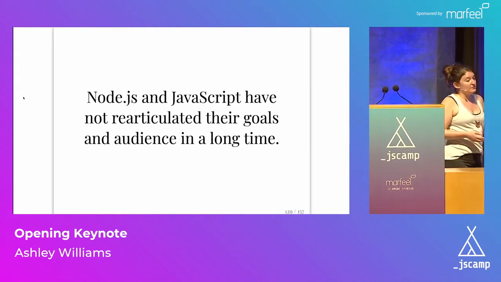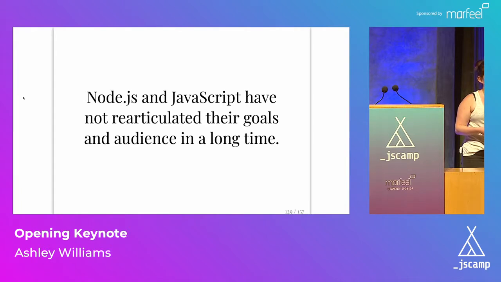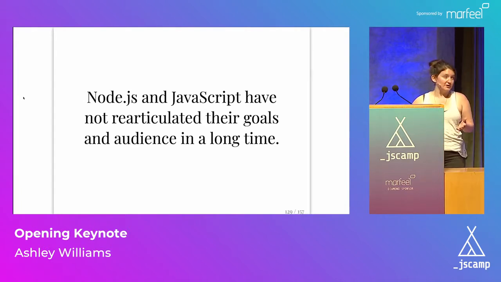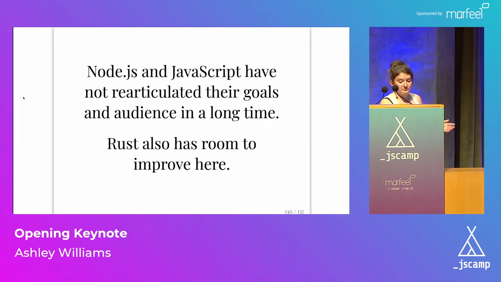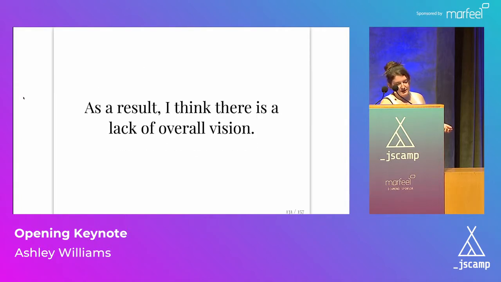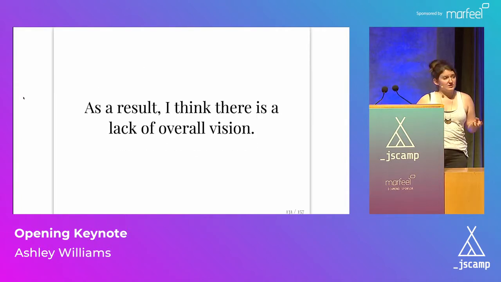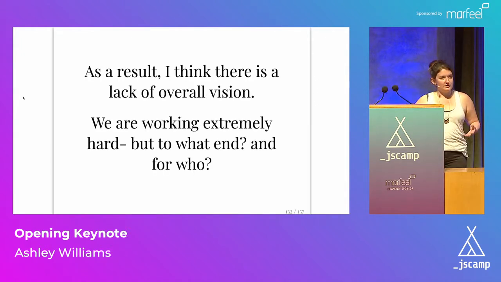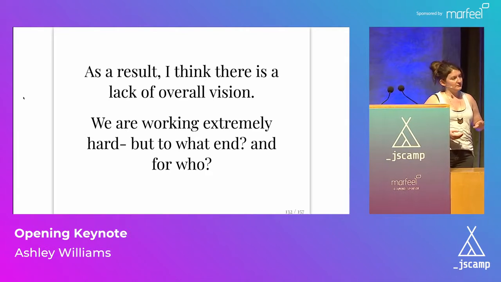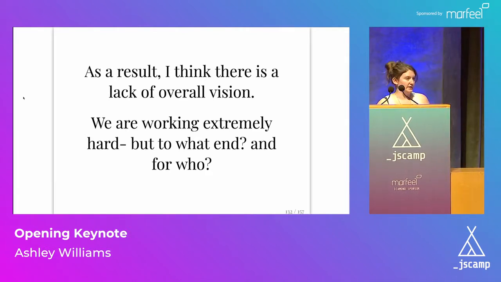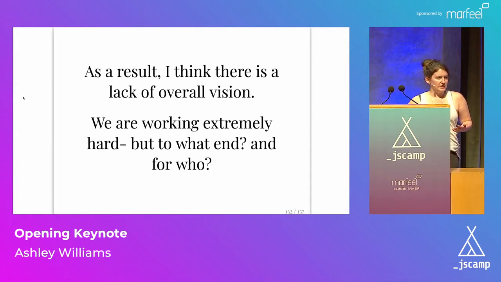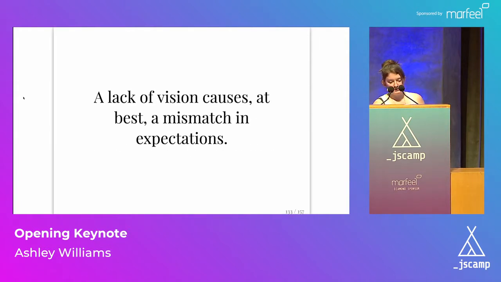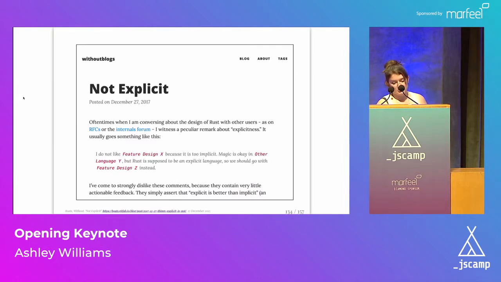And the first one being that Node and JavaScript have not re-articulated their goals and their audience in a really long time. And I mean, there's also ways Rust can improve on this. But as a result, I think there's an overall lack of vision. We're working very hard as we develop these languages, but too often we don't pause and ask, to what end? Or for who? Why are we making Node? Why are we making JavaScript? Who is it for? And a lack of vision causes, at best, a mismatch in expectations.